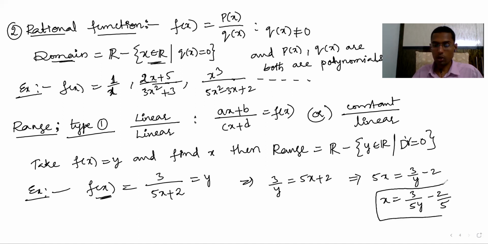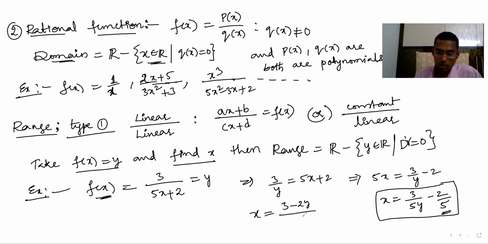Okay, like this you have to find. Now what is the denominator here? You should see. What is the denominator? You should see here. This constant has no problem. Okay. You can write x like this. See, I told you, take f of x equal to y and find x. What is x here? If you want to write, this is 3 minus 2y by 5y. Okay. Then what is range? Range is all those real numbers, but you have to remove those y values where the denominator is 0. Where is the denominator 0? y equal to 0.